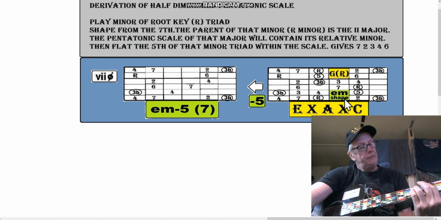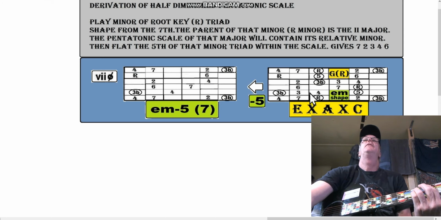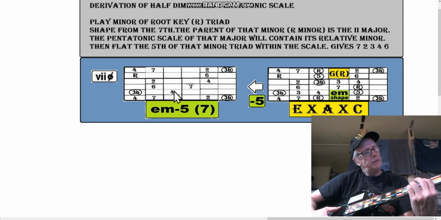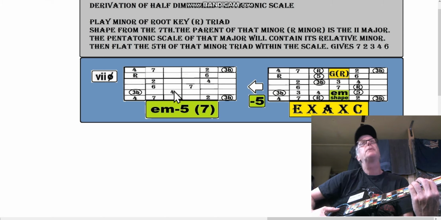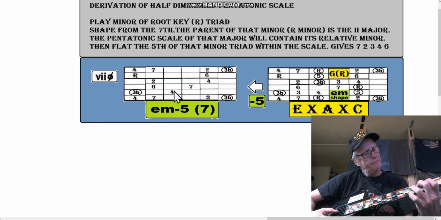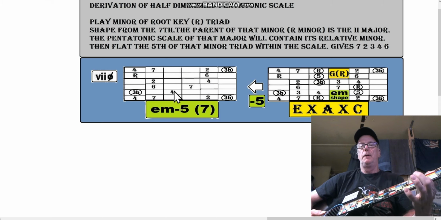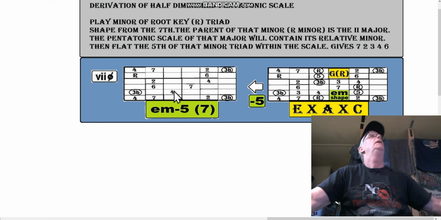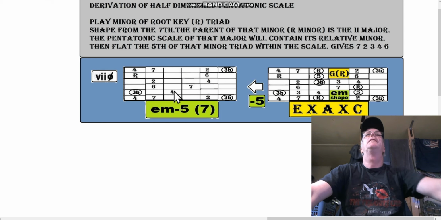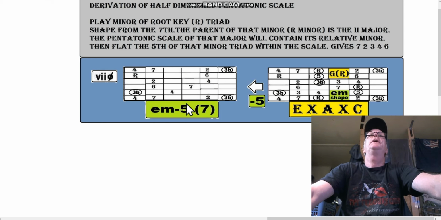And then just flat the 5th of that shaped chord. So you had 4 sharp 7 2, and then you flat the 5th to 4. And you come up with that. That's the shape that you come up with. It's not fun if you're not doing it in your favorite key. That's how it's derived. That's one way to derive it.